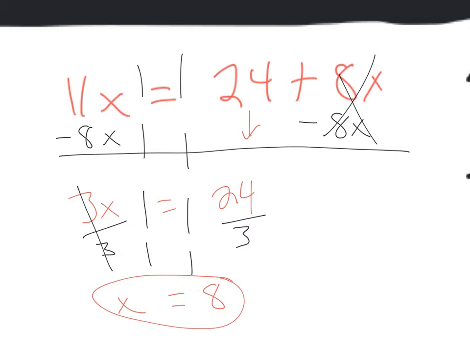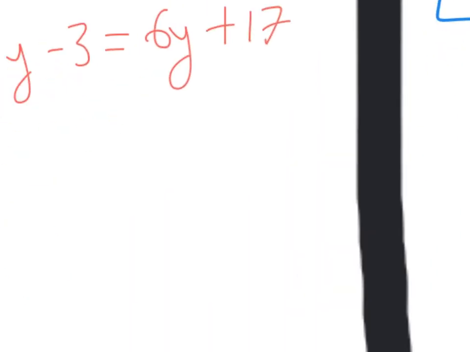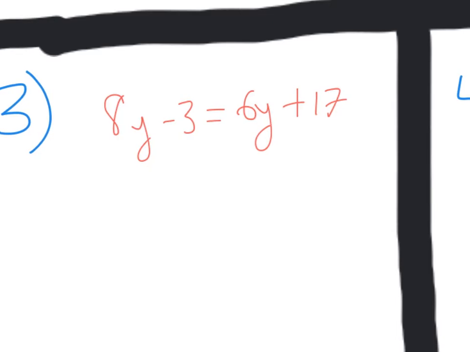Nicely done. Moving right along to number 3. Here we actually need to get all of our variables onto one side and all of our regular numbers onto the other side. So I'm going to take this 6y and subtract 6y on this side, move it over to this side, and then I'm going to take this negative 3, get rid of that by adding 3, and bring it over to the right side. Let's see how that looks. Make your mirror.